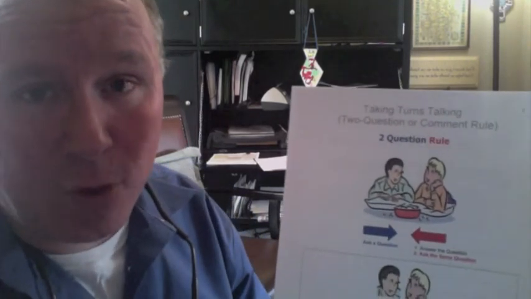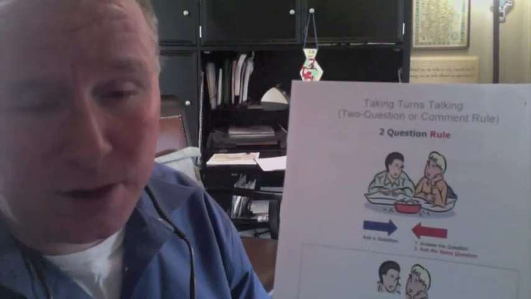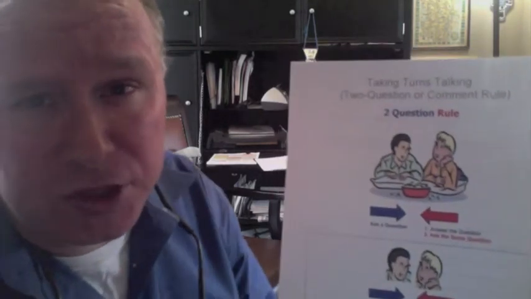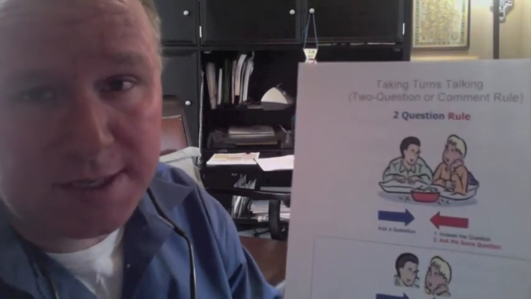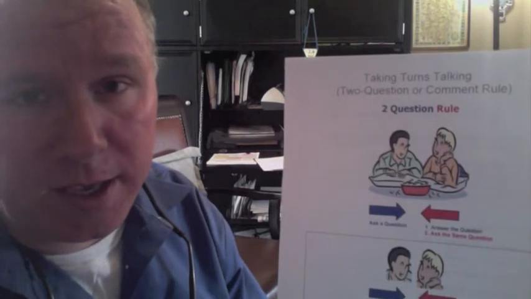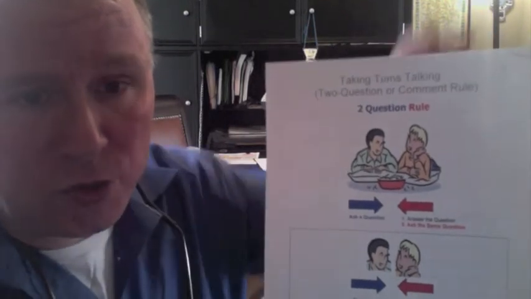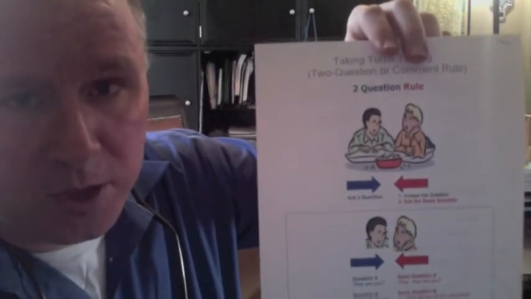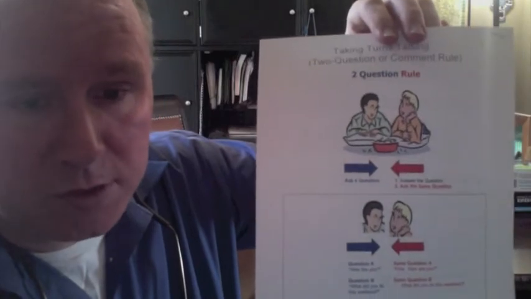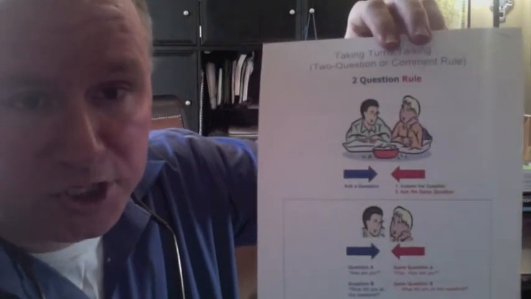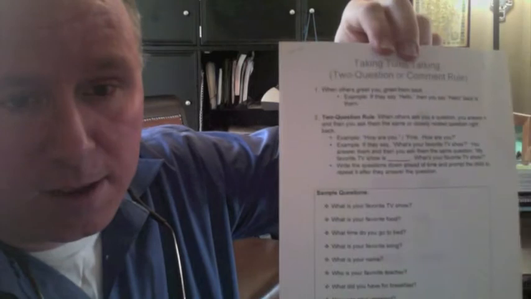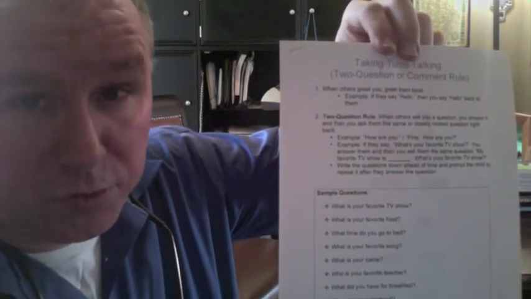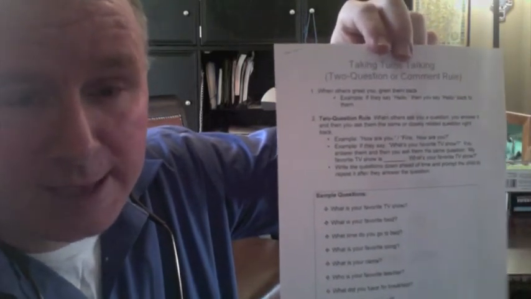It's funny how sometimes we take some of our social language for granted, but when you really break it down and make it more concrete, we realize that a lot of the children that we work with are missing some of these fundamental elements in social language. So with the two-question rule, the lesson plan has the visual representation on the front sheet, and then the back sheet walks you through how we teach the lesson in class.